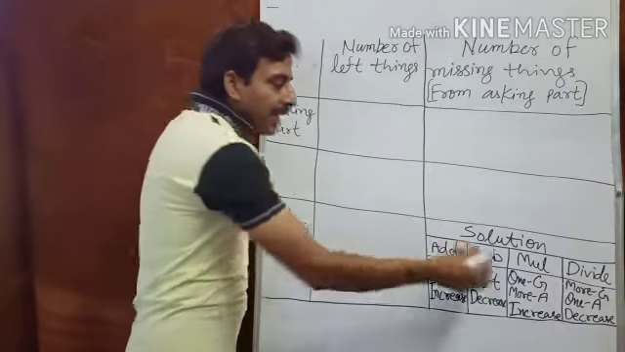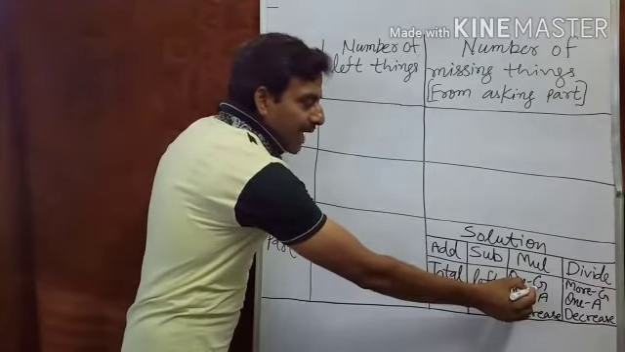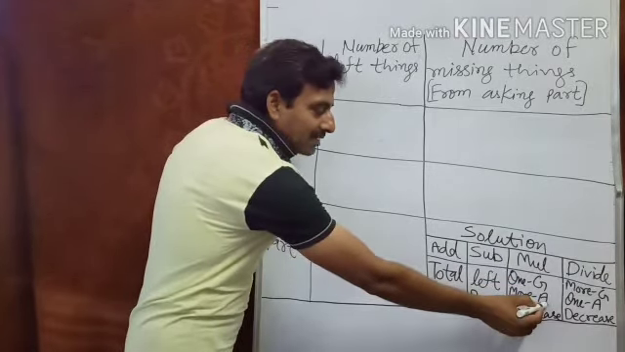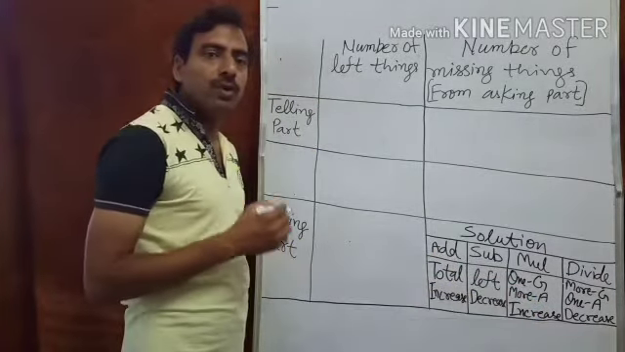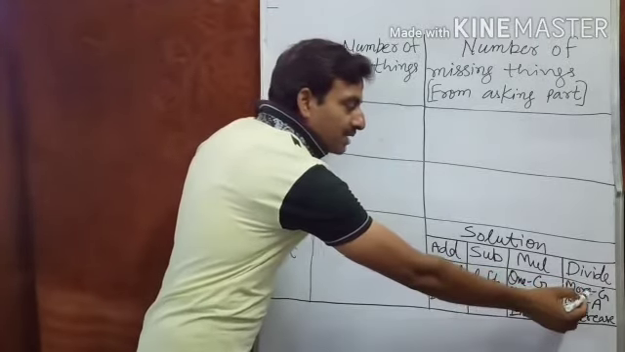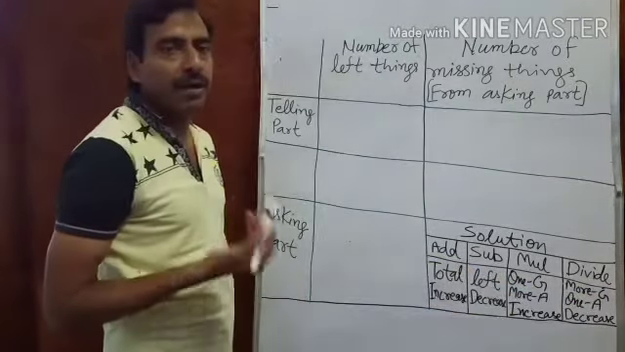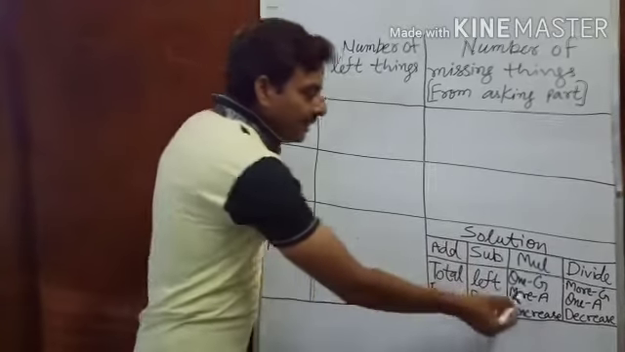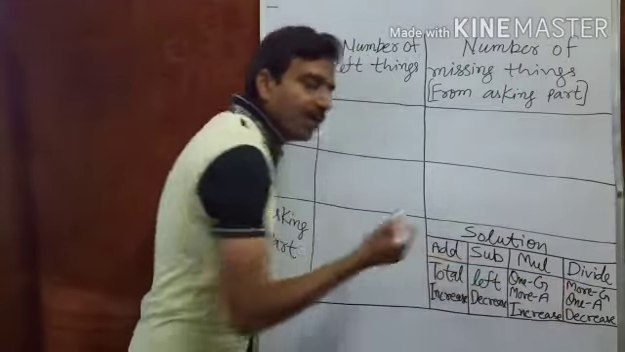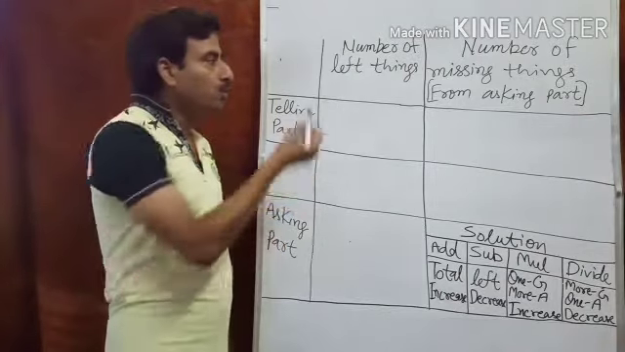Then, if anything is given about one thing and anything is asked about more than one, then you will always multiply. And for divide, if more things are given and one thing is asked about, then you will always divide. Like this, in multiplication the answer will always increase, and in division the answer will always decrease. Like this, you can solve every type of word problem through this chart.